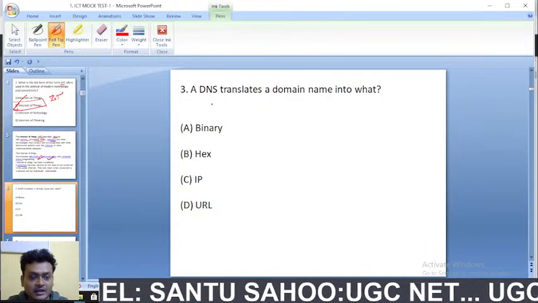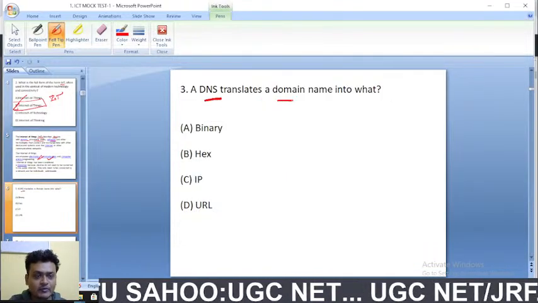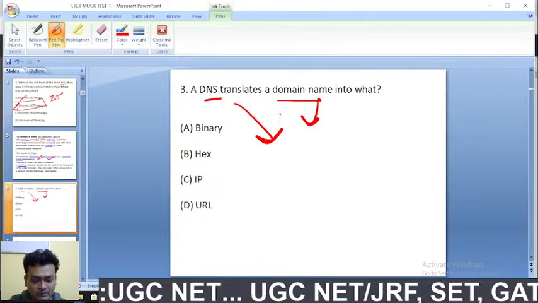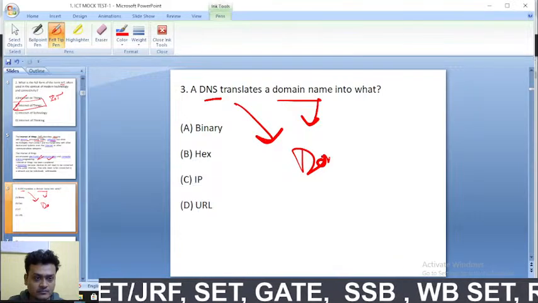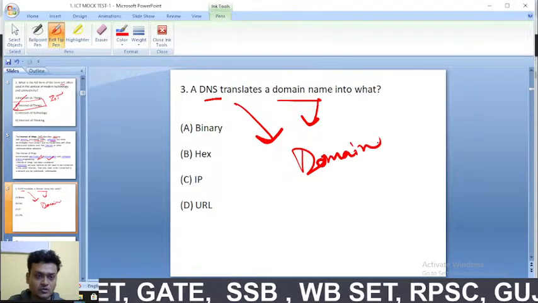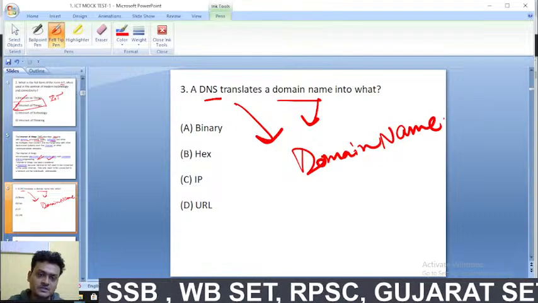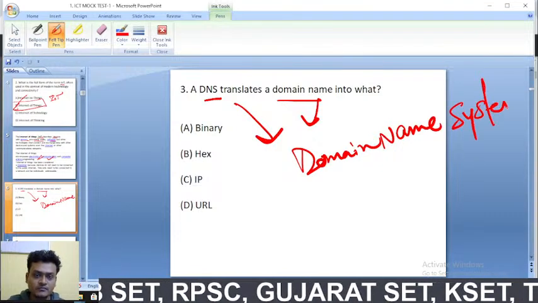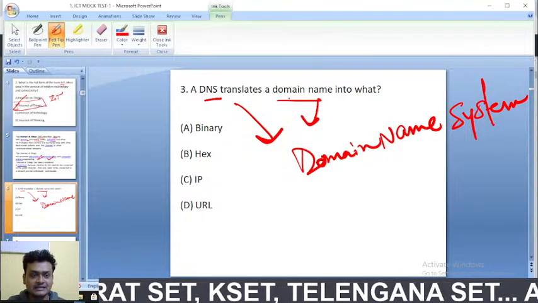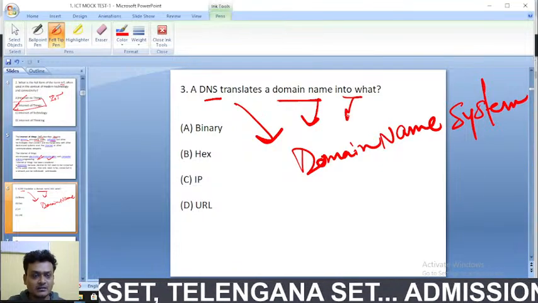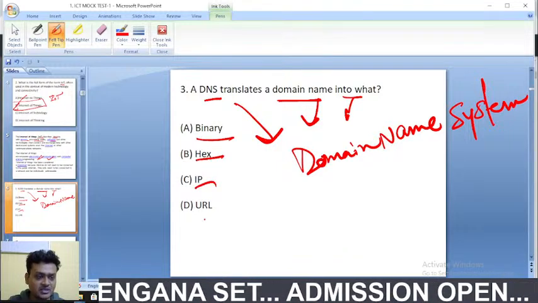Okay. A DNS translates a domain name into what? What is the full form of DNS? That is domain name system. A DNS, that is a domain name system, translates a domain name into what? Binary, hex, IP, URL.